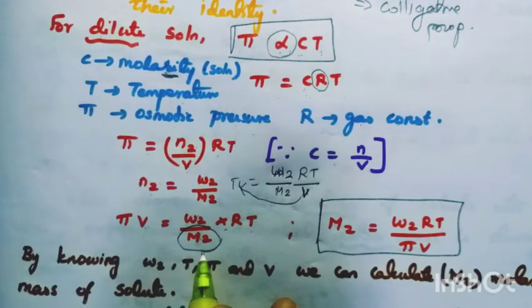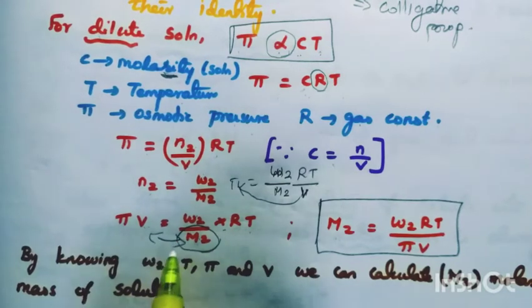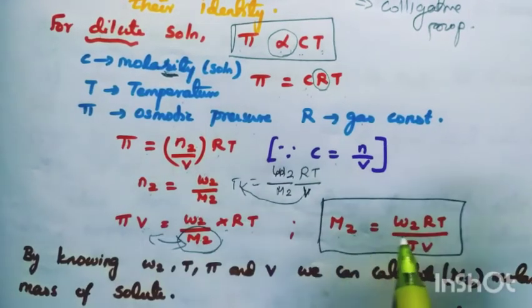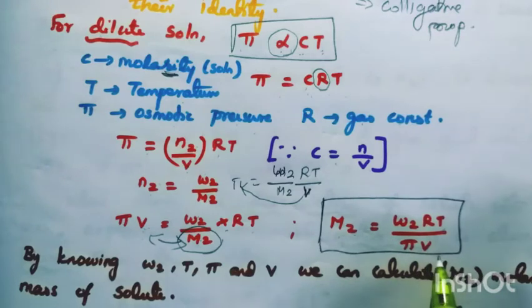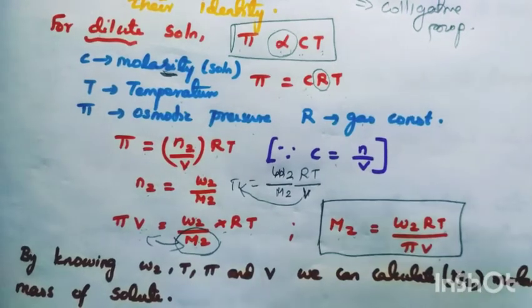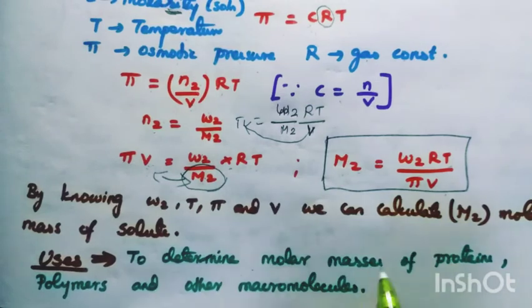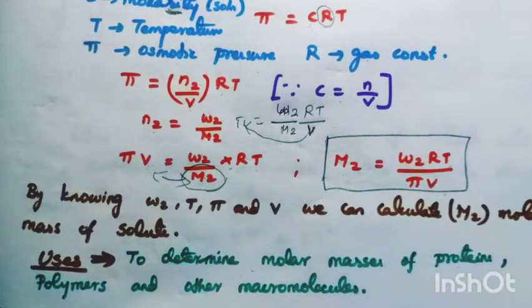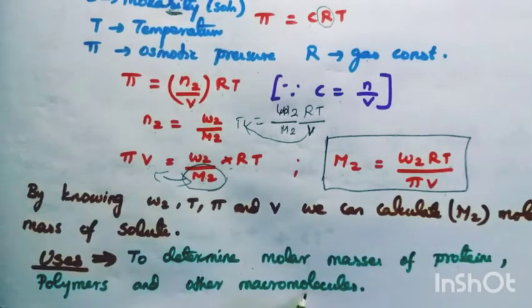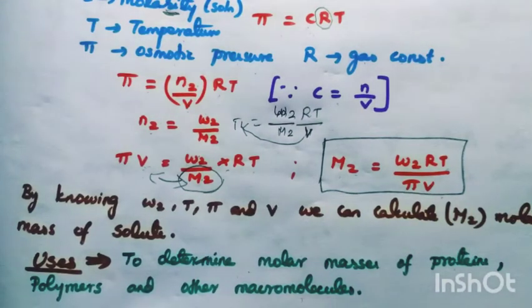Always we are going to calculate M2. So M2 on this side and pi V on the other side. So M2 is equal to W2 into RT by pi into V. By knowing all the other terms, we can calculate M2. What is the use here? It is used to determine the molar mass of proteins, polymers and other macromolecules.